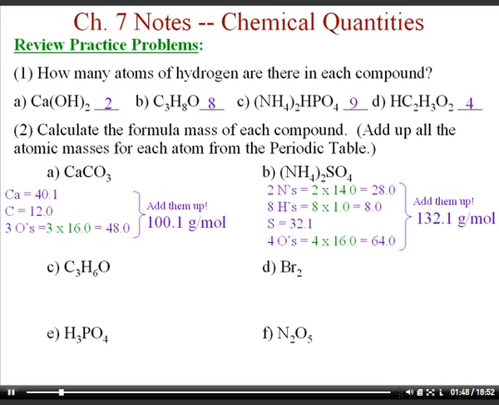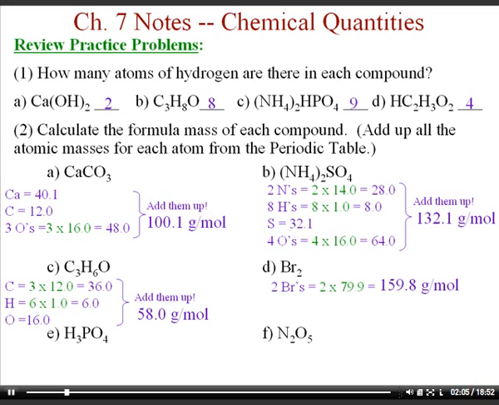For the next compound we have C3H6O, and there's 3 C's, 6 H's, and 1 O, and when you add those up you get the answer for the formula mass, and there it is, 58 grams per mole. For bromine, Br2, you just double the weight from the periodic table, you get 159.8.